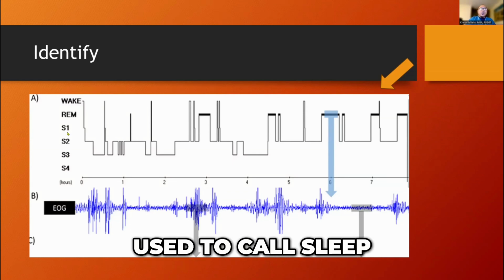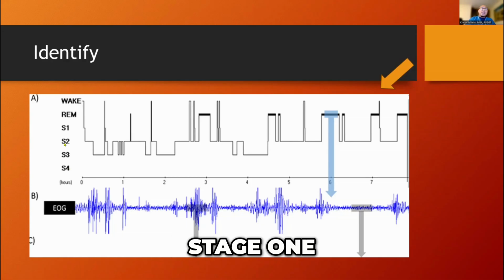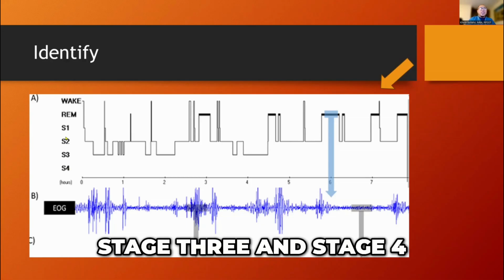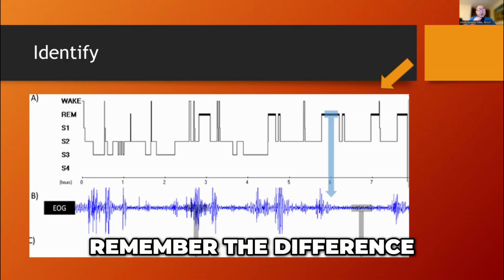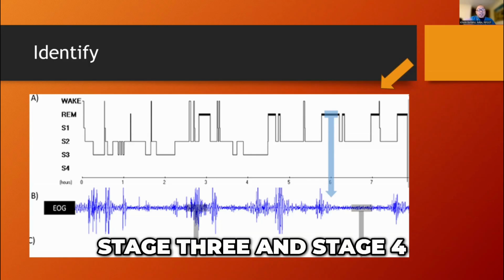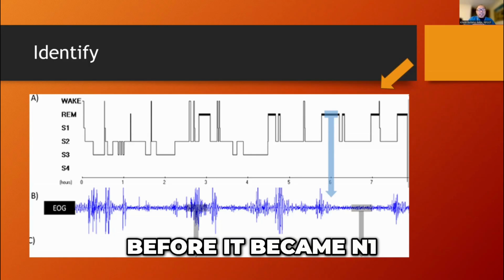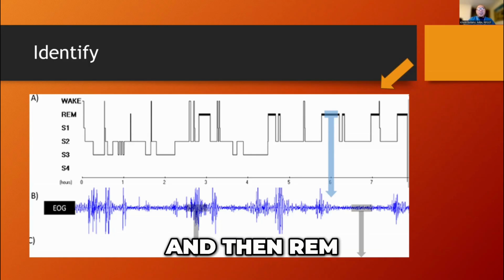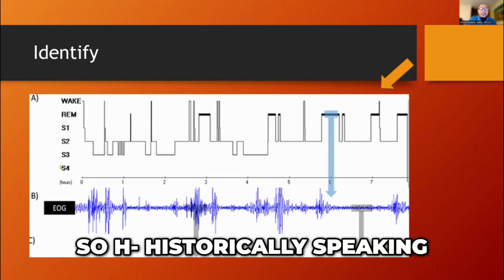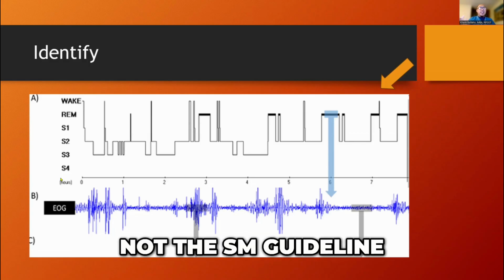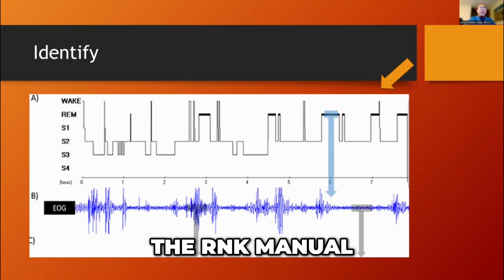You know how we used to call sleep stages before? It used to be stage one, stage two, stage three, and stage four. Does anybody know or remember the difference between stage three and stage four before it became N1, N2, N3, and then REM? No more stage three and stage four. So, historically speaking, we used to follow not the AASM guideline, we used to follow the R and K manual.